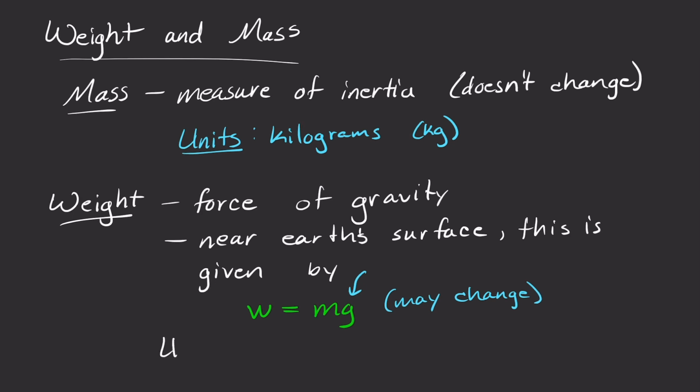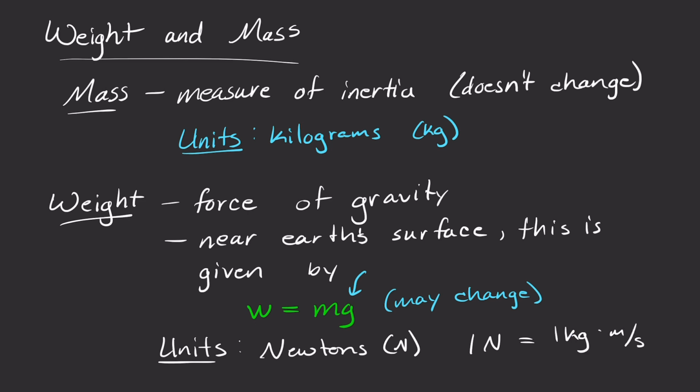Okay, and since weight is a force, it has units of newtons. Capital N, and again, 1 newton is equal to 1 kilogram meter per second squared. So this is where mass is part of, not meter, is part of weight, but they are not equivalent. In order to get the weight of an object, if you know its mass, you need to multiply by gravitational acceleration.